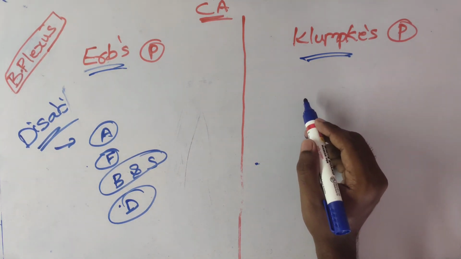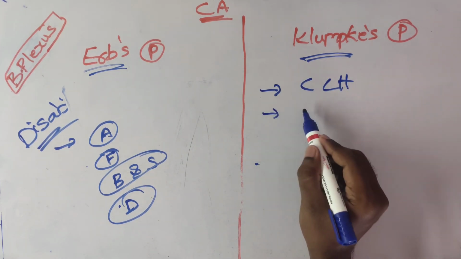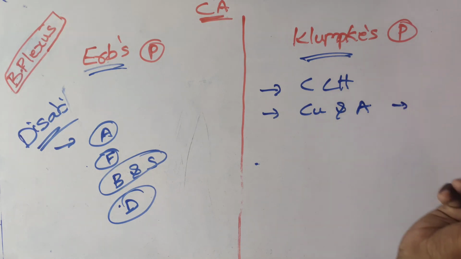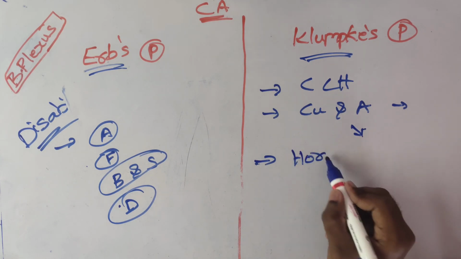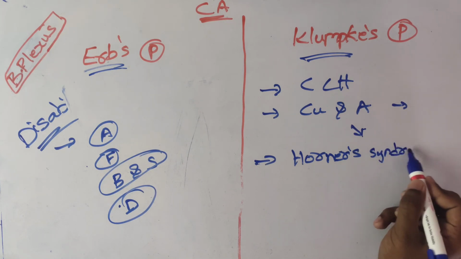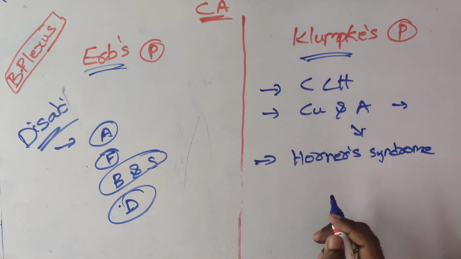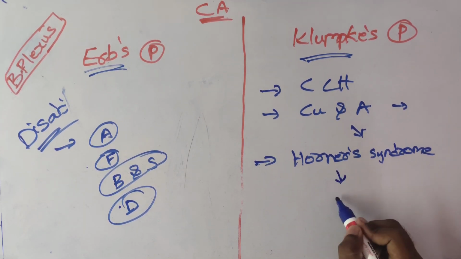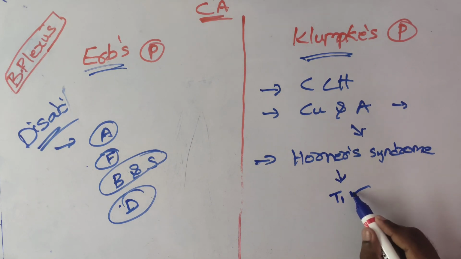Now coming to Klumpke's paralysis, the disabilities cause complete claw hand, and cutaneous anesthesia and analgesia in a narrow zone along the ulnar border of the forearm and hand. Next, Horner syndrome, in which the eyelid of one eye is affected and droops like a bag. I will provide the picture on Instagram. Horner syndrome is mainly because of injury to root T1.